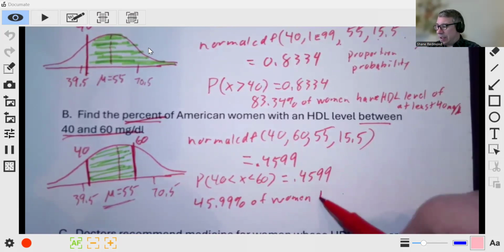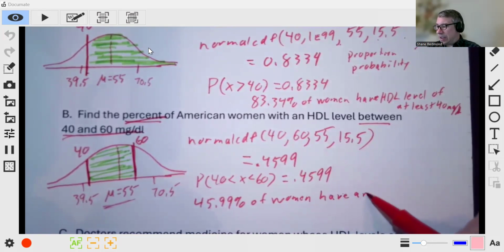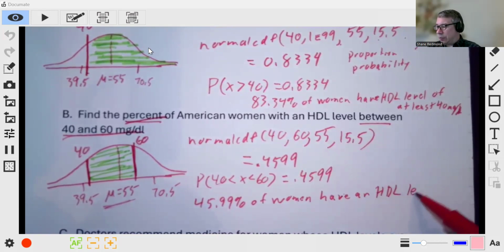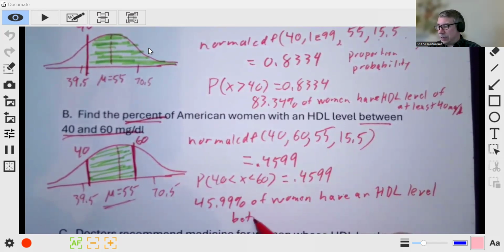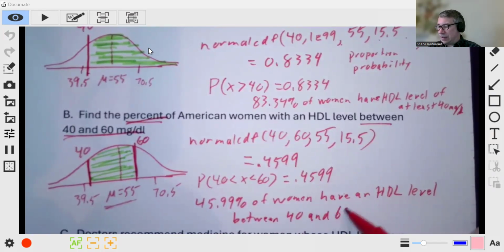45.99% of women have an HDL level. That's what we were measuring. In what range? Between 40 and 60 milligrams per deciliter.